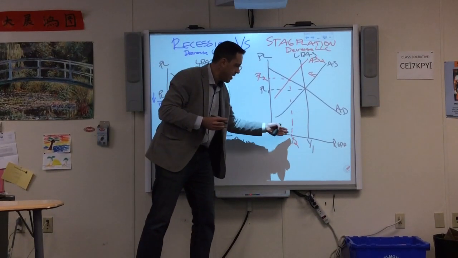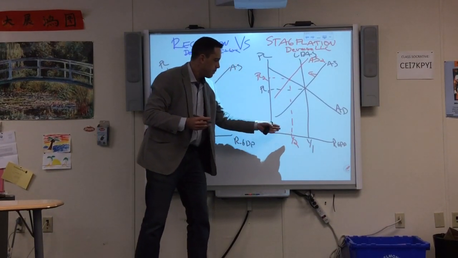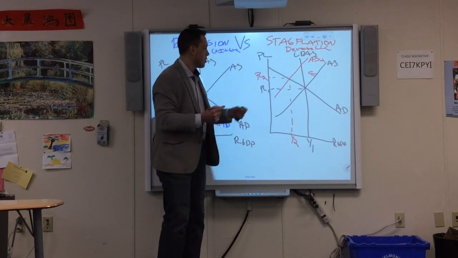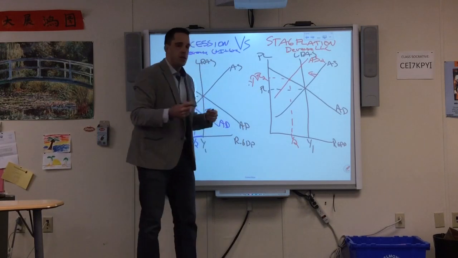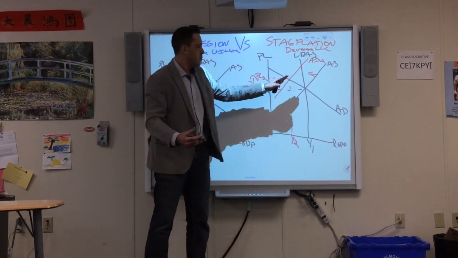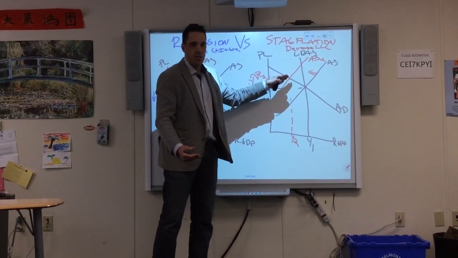Not only do we have a gap here, a recessionary gap, an output gap, but price levels are now increasing. So people are out of work, but now goods and services cost more. And this is because supply has decreased.